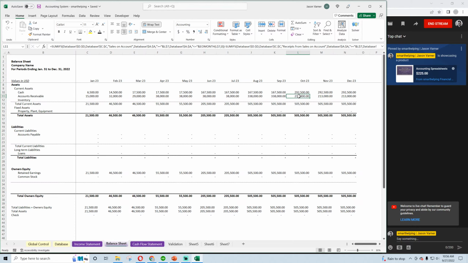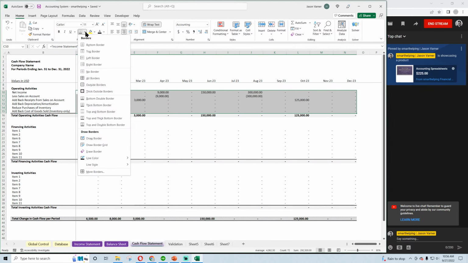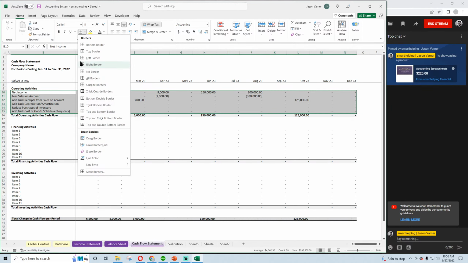It's up here. It goes down when we collect. And look at the cash. The cash goes up when we collect. So that logic is working great. And you can see we still balance here. And on the cash flow statement, here's what's actually happening. And let's give these some borders so we can really tell what line's what.